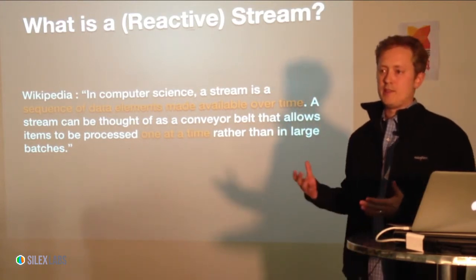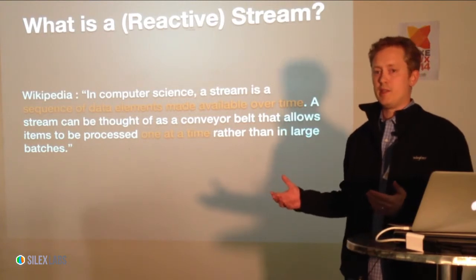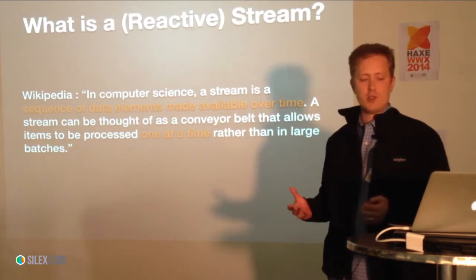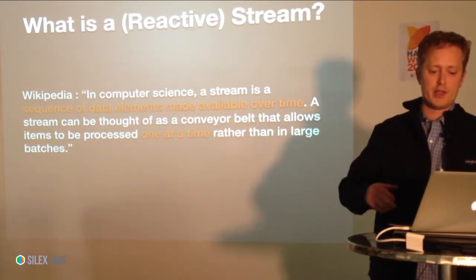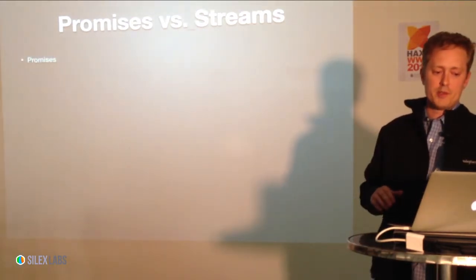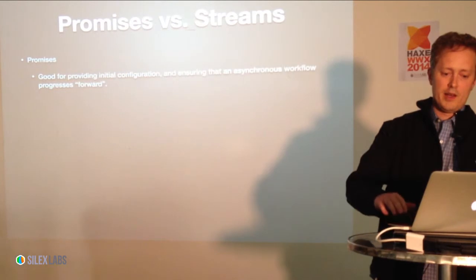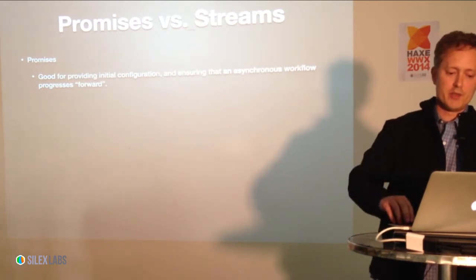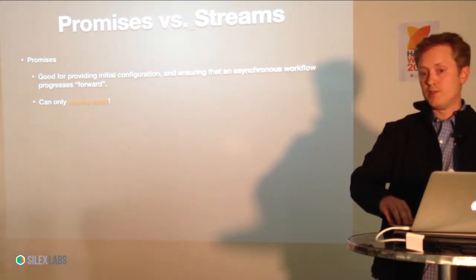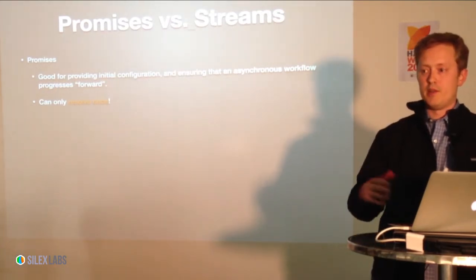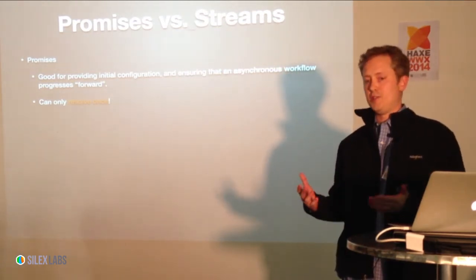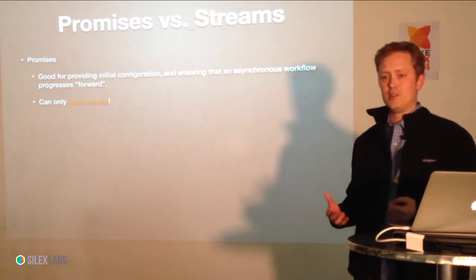And with the stream, it's letting you handle things one at a time, rather than bulk updating all of the previous coordinates at once. You get them one at a time, one per loop. So talking about promises versus streams, as I was saying, this is basically just recapping. It's good for initial configuration. They can only resolve once. That's really important. It's sort of a contract, saying you don't want to read configuration twice and mistakenly initialize your application twice.